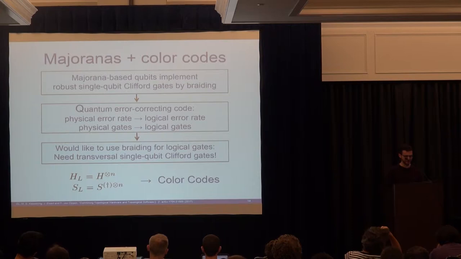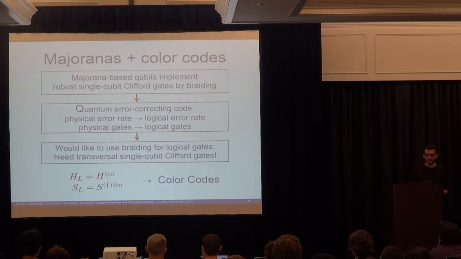So the nice thing about Majorana qubits is that they implement robust single-qubit Clifford gates by braiding. When you add a quantum error-correcting code, you not only replace the physical error rate by the logical error rate, which is good, but you also replace physical gates by logical gates. And these logical gates can be entirely different to the physical gates.